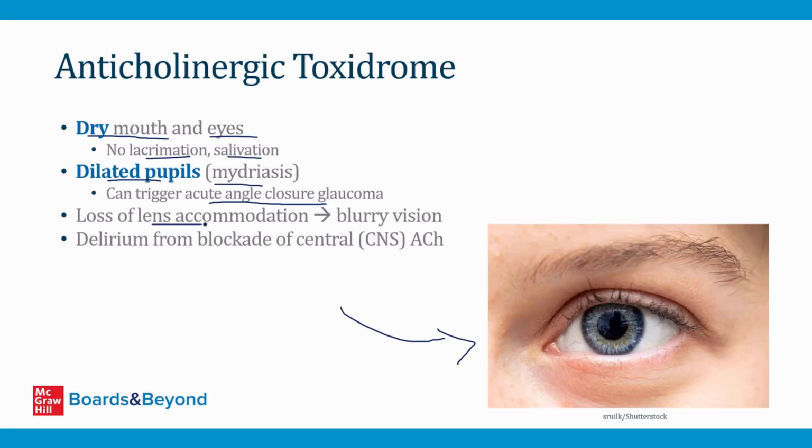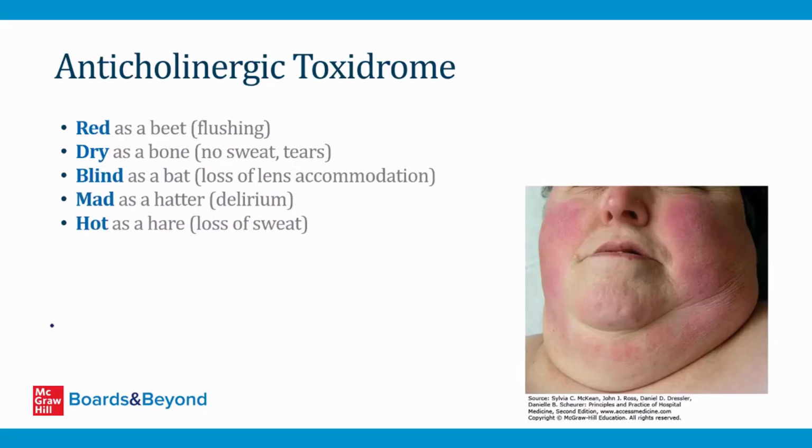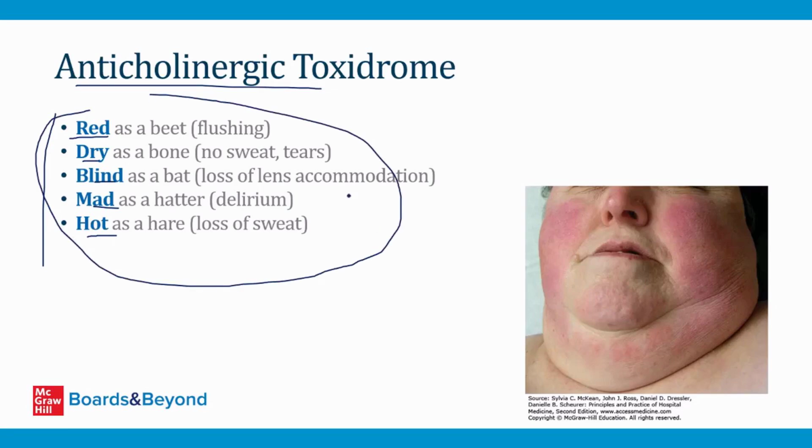The lens is unable to accommodate in an anticholinergic toxidrome, so this can lead to blurry vision. And then blockade of central nervous system, meaning brain acetylcholine receptors, can lead to delirium. So the time-honored mnemonic to remember the features of an anticholinergic toxidrome are shown on this slide. The mnemonic goes: red as a beet, dry as a bone, blind as a bat, mad as a hatter, and hot as a hare. I summarized all these things for you right here. They are all the clinical features of an anticholinergic toxidrome that we talked about on the last few slides.